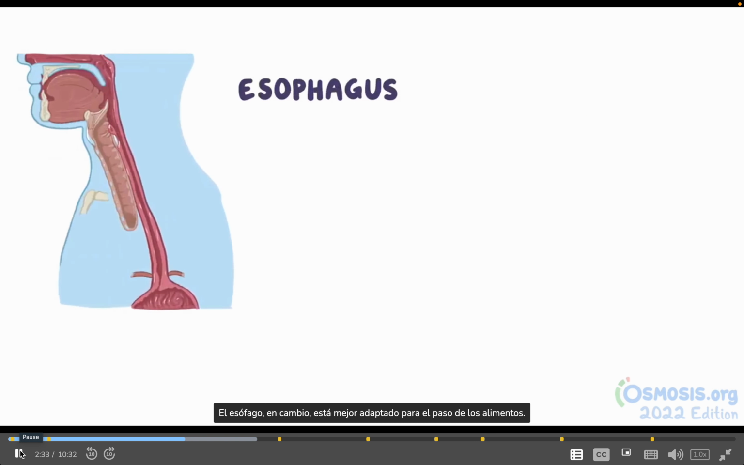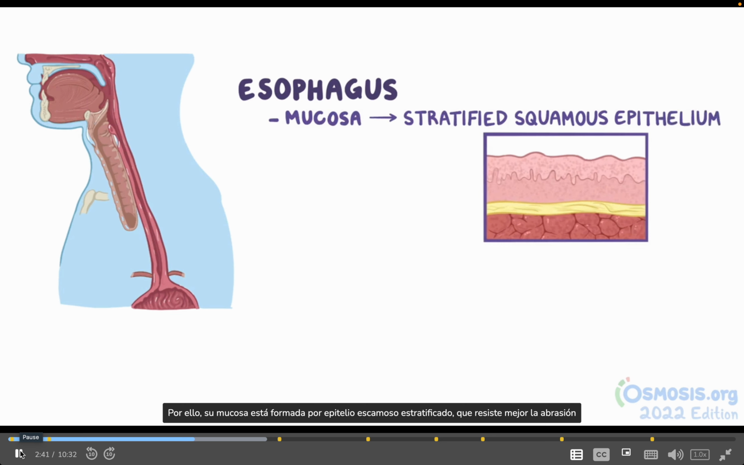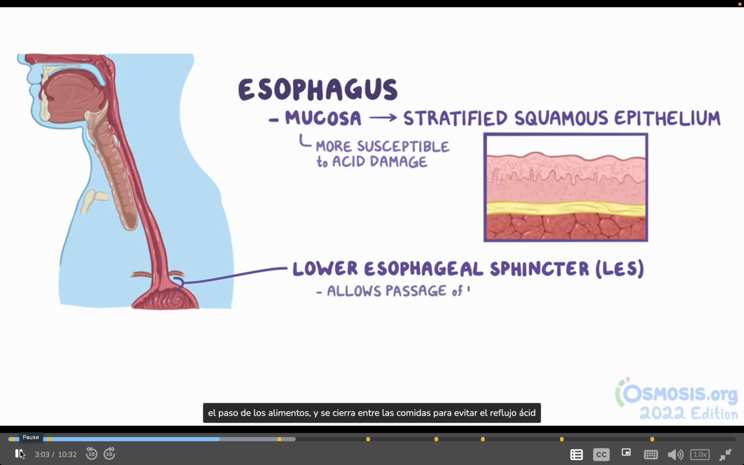The esophagus, on the other hand, is better adapted for the passage of food. So, its mucosa is made up of stratified squamous epithelium, which is better equipped to resist abrasion from food going down. The downside is that this kind of epithelium doesn't have defense mechanisms like the stomach, so it's more susceptible to acid damage. So, to protect the esophageal mucosa, at the lower end of the esophagus, there's the lower esophageal sphincter, or LES, which is a circular muscle that relaxes when we swallow to allow the passage of food and closes between meals to prevent acid reflux. The lower esophageal sphincter has a resting pressure of 10 to 45 millimeters of mercury.